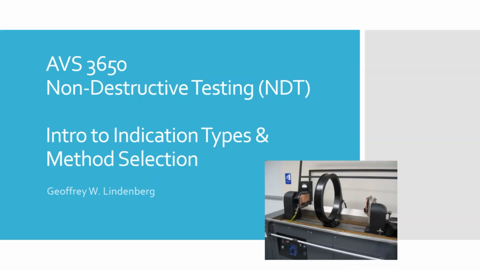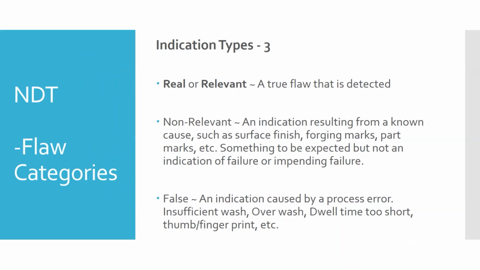Before we get into mag particle, let's talk about indication types and method selection. This is a short one, but just so you understand that. So when we're doing NDT, there are three indication types or three flaw categories that we may see.